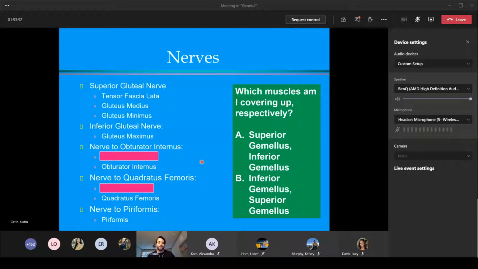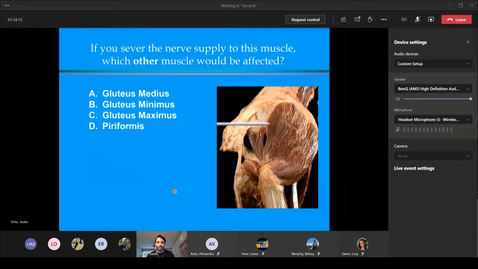Right? And then you can also obviously use it to study, in order to test yourself when you're going through the notes, right? All right. So yeah, I think everybody has a good consensus on it. It is going to be, yes, A, superior gemellus and inferior gemellus, right? So obturator internus, the muscle above it, superior gemellus, quadratus femoris, the muscle above it, inferior gemellus. Yes, really good job on that.